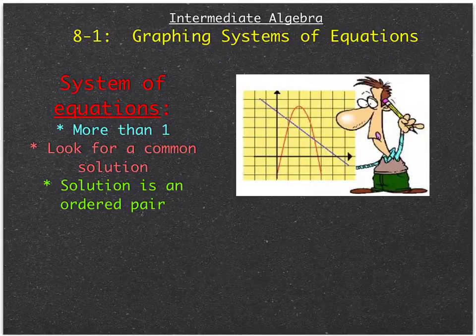And here's what we mean by a system of equations. There has to be more than one. Typically in this chapter we'll look at two equations at a time, although we could have a lot more than that. We're always looking for a common solution. And typically then it'll be, as you can see on this graph, where do these graphs intersect? And the solution then is actually an ordered pair. So rather than our solution just being one number, it is almost always an ordered pair, an x and a y.